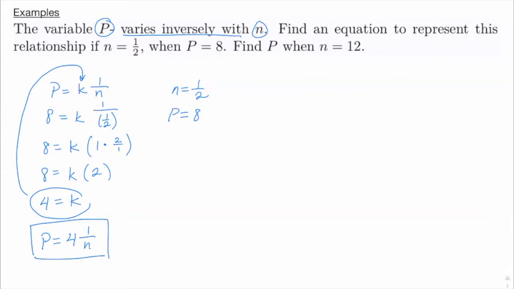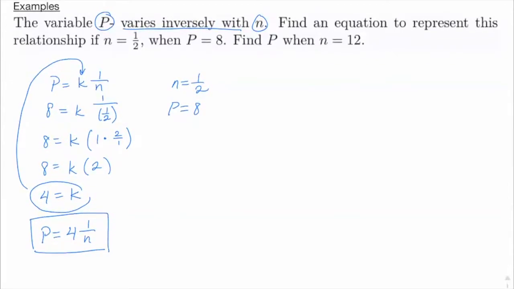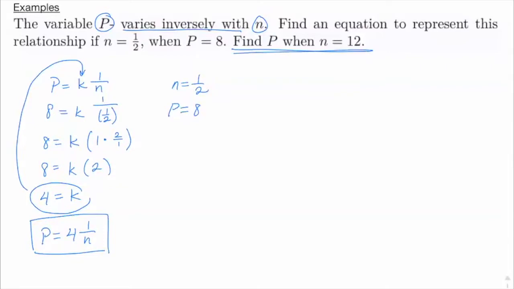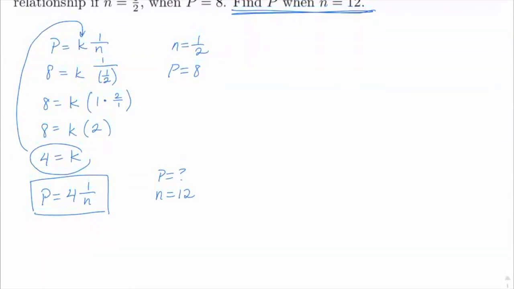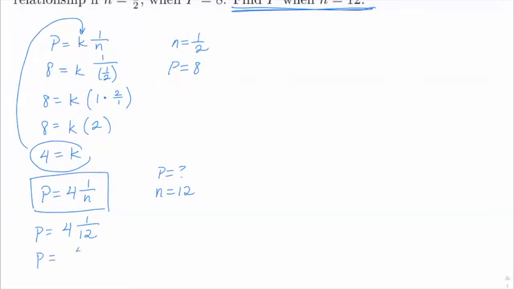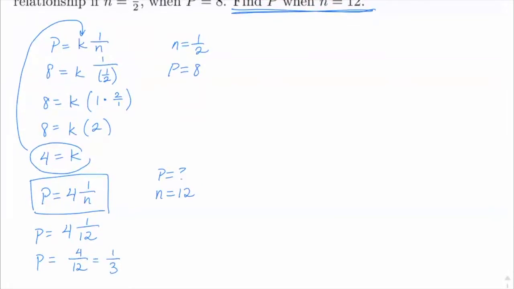Okay, so we found the equation that represents the relationship between p and n, and now we want to find p when n equals 12. The thing we're doing here is asking ourselves, what is p if I let n equal 12? So I'm going to substitute in 12 for n. So I get p equals 4 times 1 over 12. We'll simplify and find p. This gives me p is equal to 4 over 12, which is equal to 1 over 3 when I reduce. So when n equals 12, p is equal to 1/3.